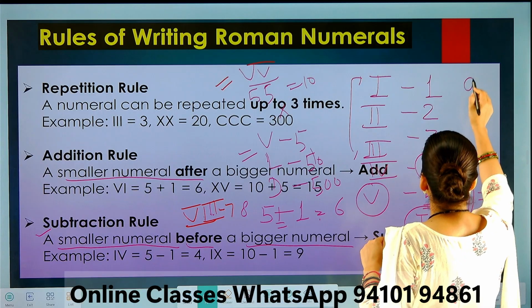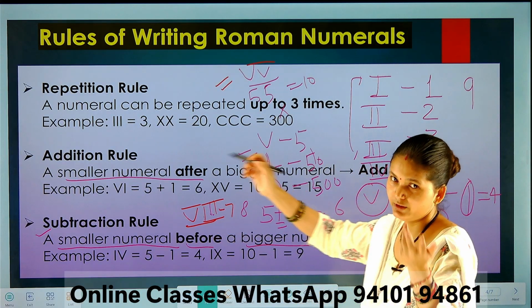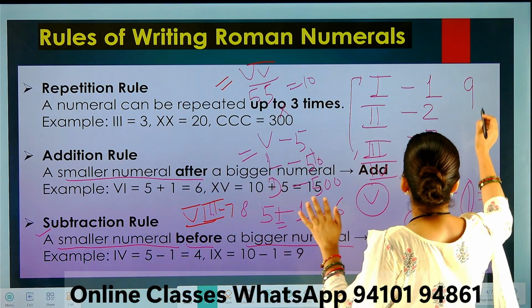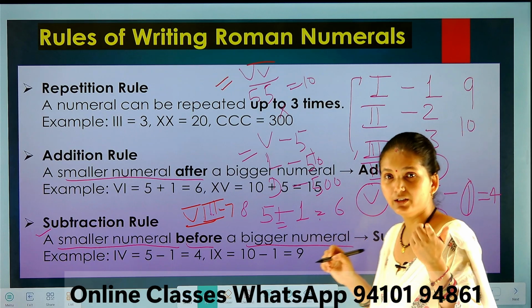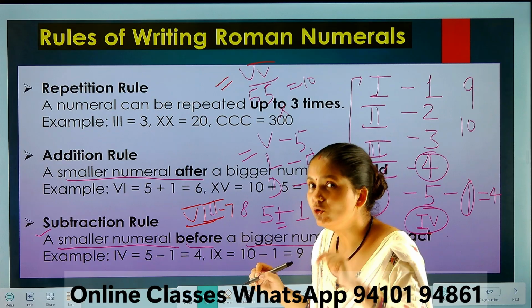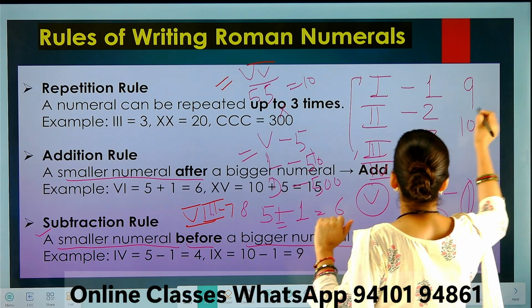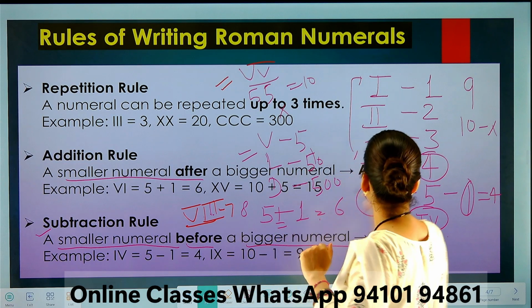So this is 9. We can't write VIII like this because we cannot repeat more than 3 times. So you know that 9 comes before 10, and you know that the Roman numeral of 10 is X. So that's why we use the subtraction rule for 9. How?